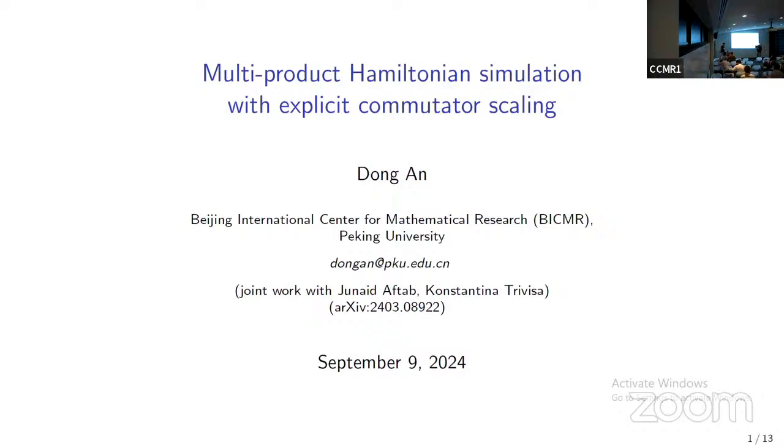So let's move to the third talk of the session. We have Dong An on multi-product Hamiltonian simulation with explicit commutator scaling. Okay, perfect. Thanks to the organizers and thanks for being here. This is joint work with Junaid Aftab, who is a math graduate student at the University of Maryland, and also Konstantina Trivisa, who is a math professor in the math department at UMD.